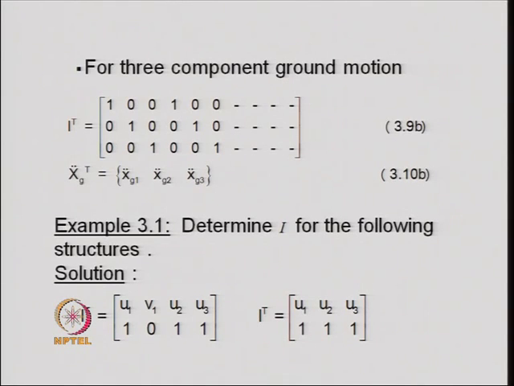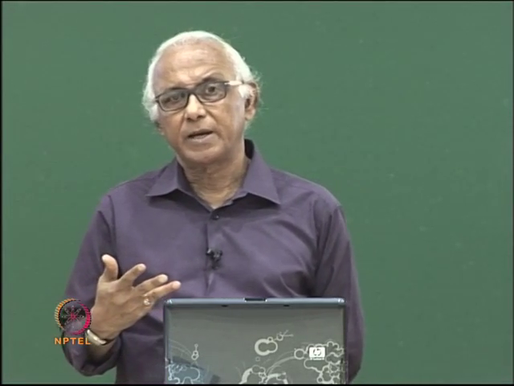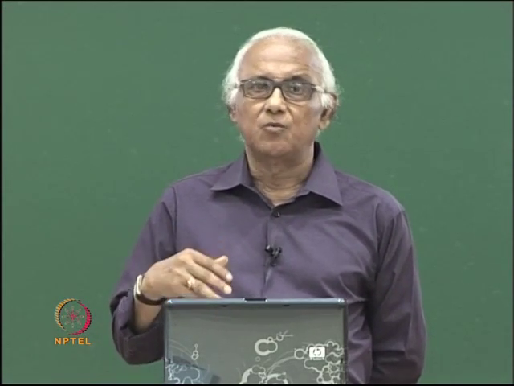For three component ground motion, in a similar fashion, we can show that the influence coefficient vector will be of this type: 1 0 0, then 1 0 0, then 0 1 0, 0 1 0, and so on. So in this way one can write down for the three component ground motion the influence coefficient vector. But an interesting thing is that the influence coefficient vector I, whether it is for a single component earthquake or a two component earthquake or a three component earthquake, consists of generally ones and zeros.